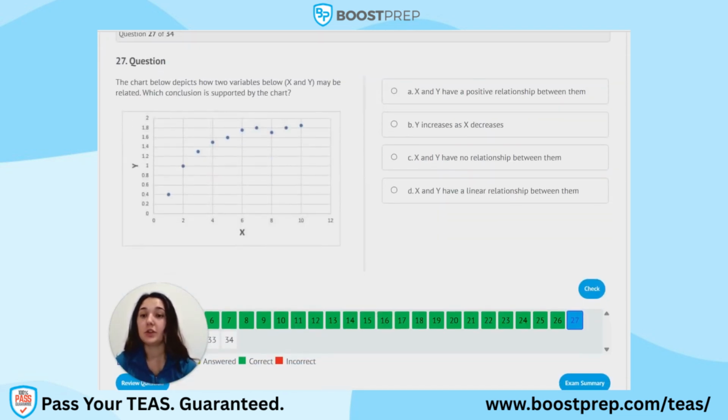Question 27. The chart below depicts how two variables, x and y, may be related. Which conclusion is supported by the chart? A, x and y have a positive relationship between them. B, y increases as x decreases. C, x and y have no relationship between them. D, x and y have a linear relationship between them.